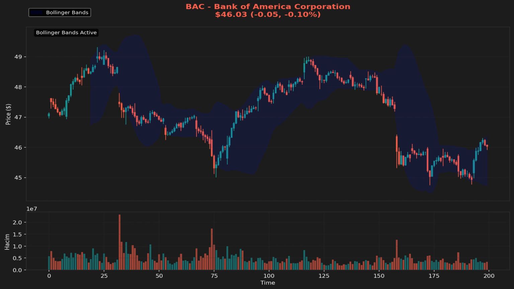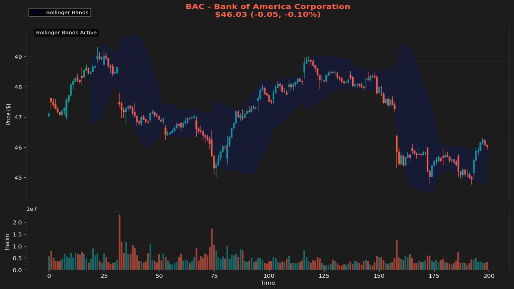Section 4. Bollinger Bands Analysis. In analyzing the Bollinger Bands for BAC, the stock is currently priced below the upper band at $46.36 and above the lower band at $44.74, with the middle band, or 20-day simple moving average, sitting at $45.55. This positioning suggests that the stock is not experiencing extreme volatility, but is instead trading within a normal range.